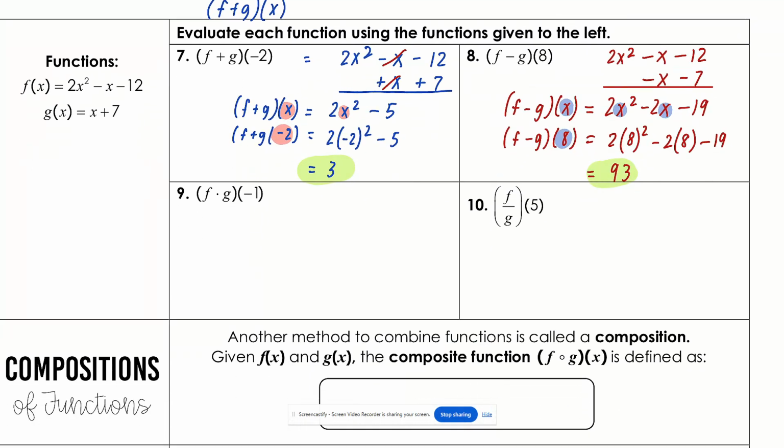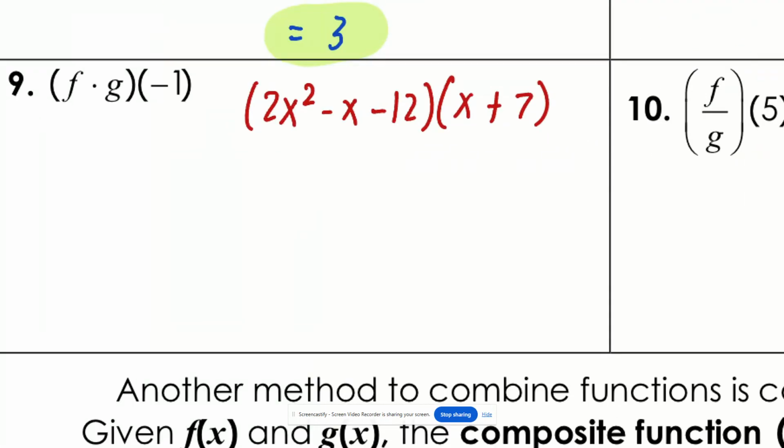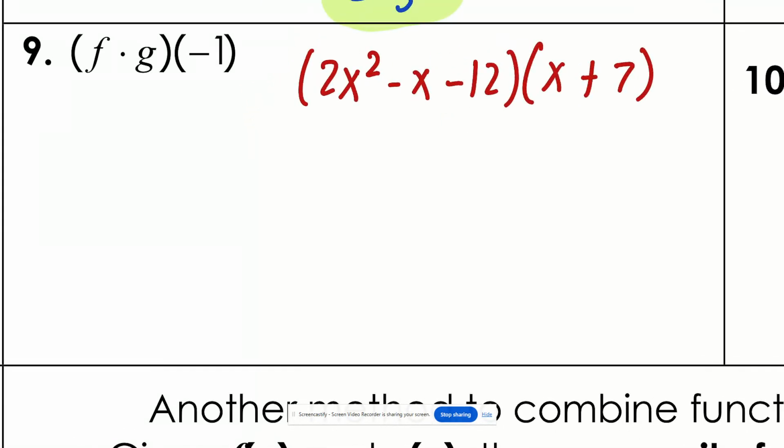All right, let's keep on going. We're going to do f times g of negative 1. All right, so f times g of negative 1 means I'm taking f of x, 2x squared minus x minus 12, and I'm multiplying it by g of x, x plus 7. All right, here we go. I'm going to zoom in here so we can just focus on multiplying. I'm going to start right here with 2x squared. 2x squared times x is 2x cubed. 2x squared times 7 is positive 14x squared.